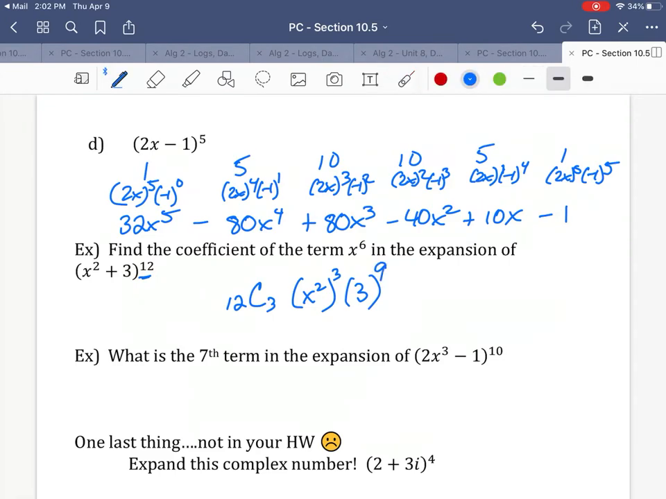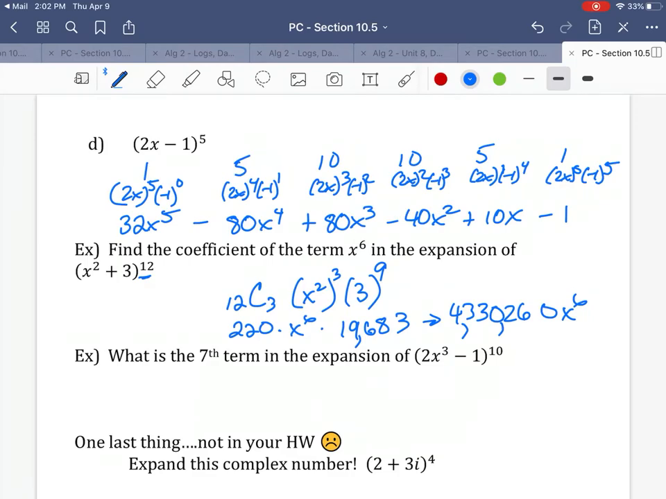All right, so all I have to do is work this out. So I have 12 choose 3, so let me grab my calculator. So that would be 220. That would be x to the sixth, and then I have 3 to the ninth. Well, 3 to the ninth is 19,683. All right, and then I'm multiplying that by 220. So, oh my goodness. This is 4,330,260 x to the sixth.